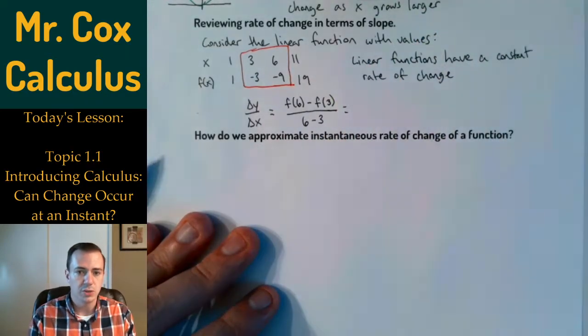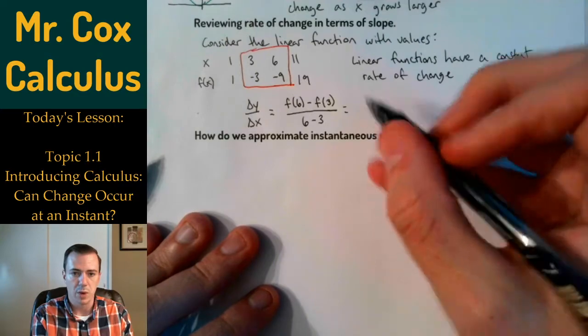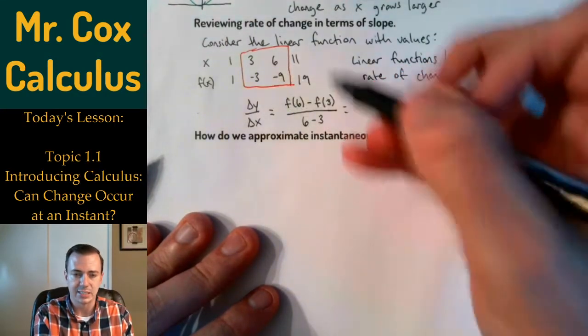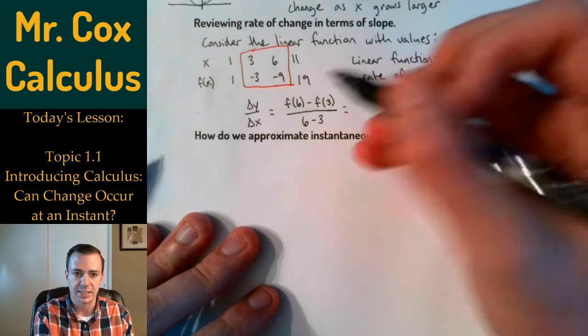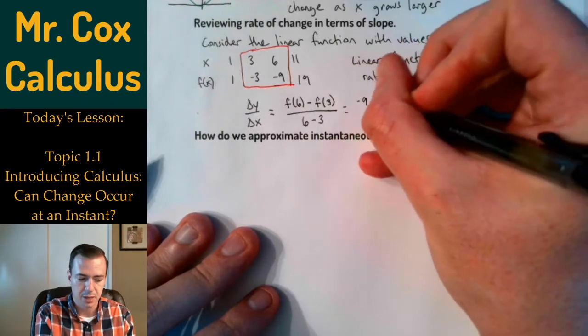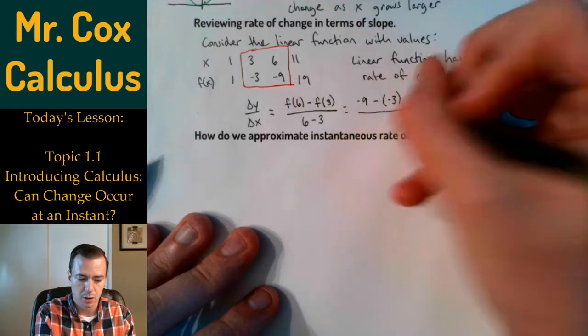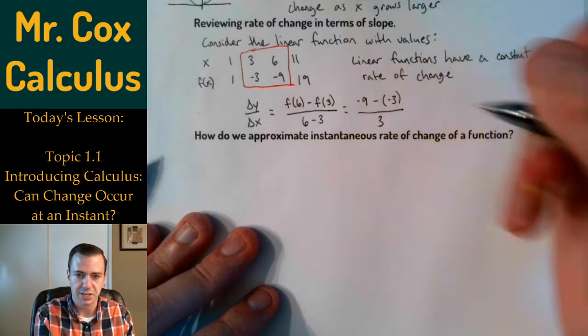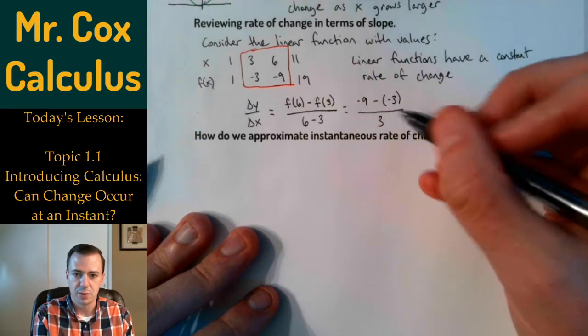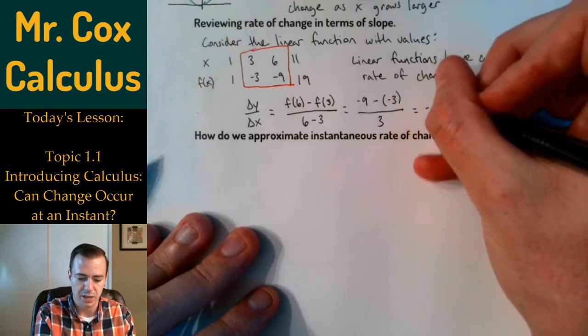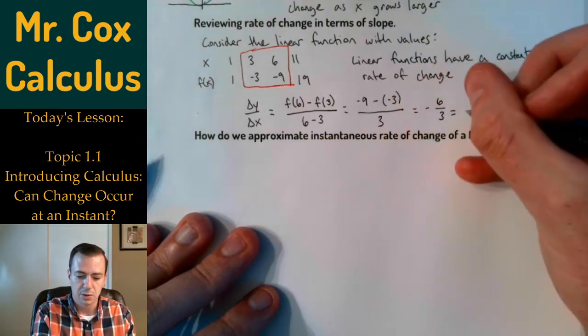Well, now I'm going to do what you probably wanted me to do right away, and I'm going to go ahead and replace this with what f of 6 is, which is -9, minus f of 3, which is -3, all over 6 minus 3, which is 3. And then if we do some computation here, we get -6 over 3, which is -2.